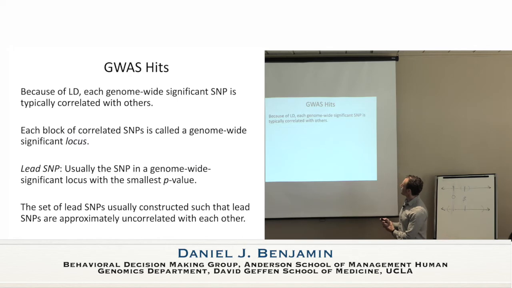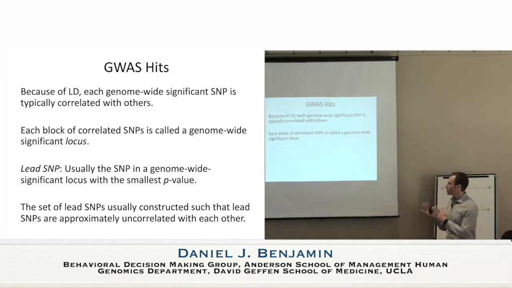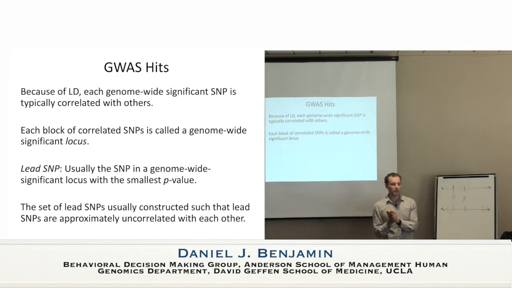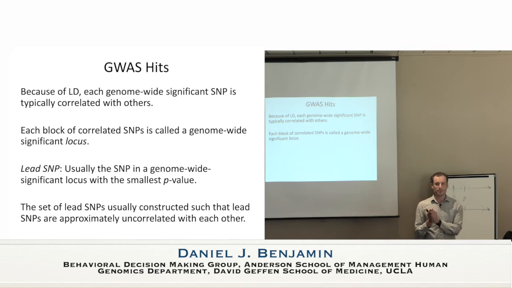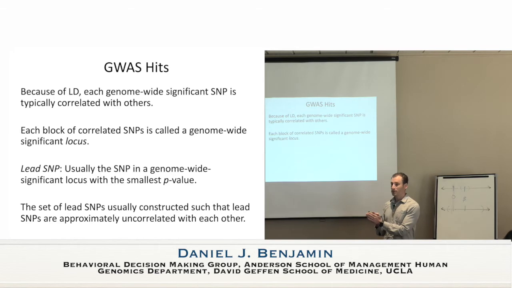All right. So because of this, when we run a GWAS, if there's a true causal effect somewhere in the genome, what we typically see is not just that true causal SNP associated with the phenotype, but also a whole region of SNPs nearby that are in LD with that causal SNP. We often refer to that as a genome-wide significant locus of SNPs.